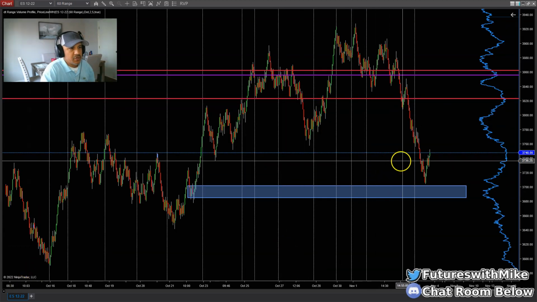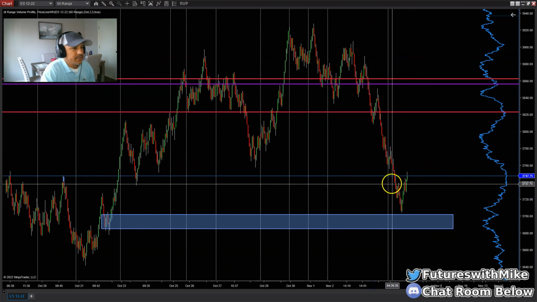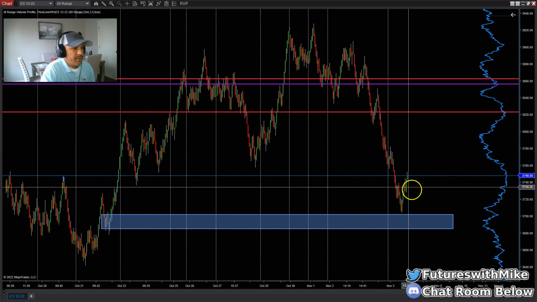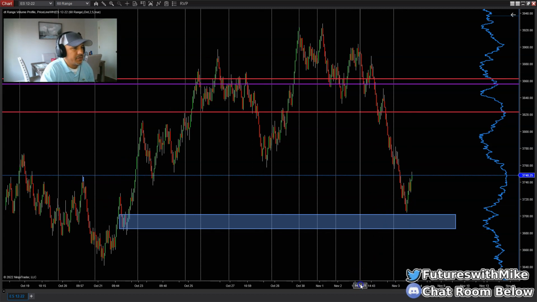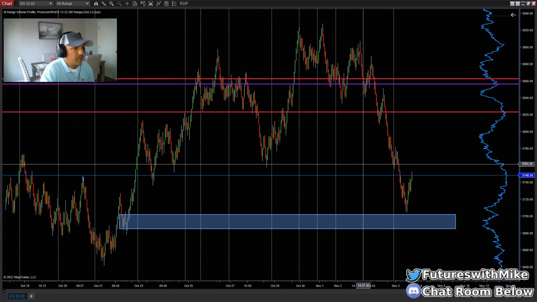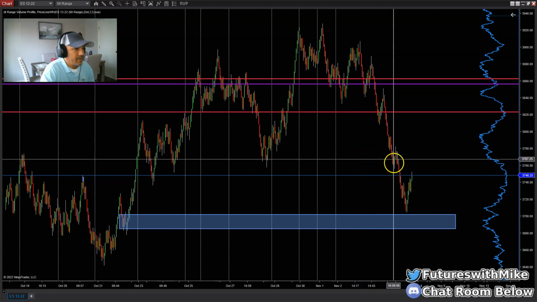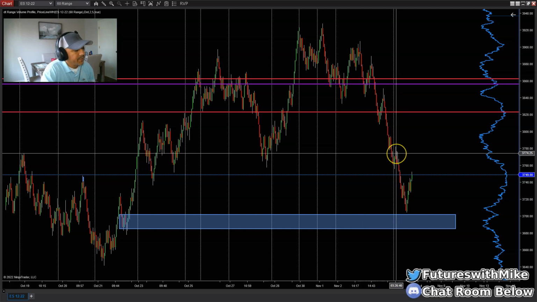All right, so we broke a little structure here on the 60 range. You can see it on the 60 range right here. Price pulled back to the zone here. This would be an area of demand on the 60 range. But the major structure is more so, and there's an area of structure right here as well. So we can break this, but this is on the 60 range chart.